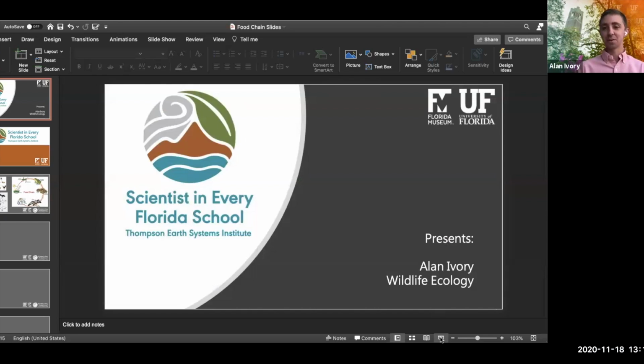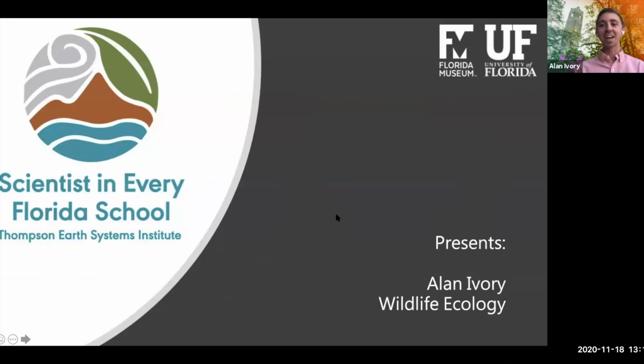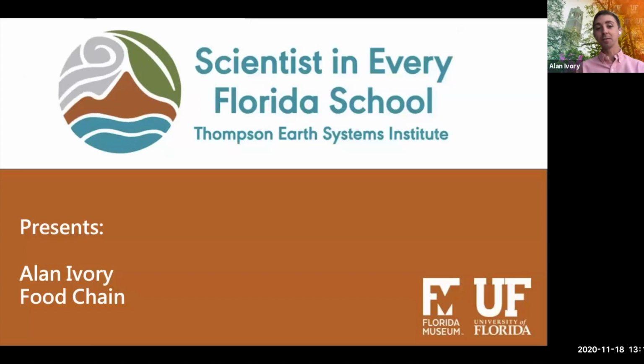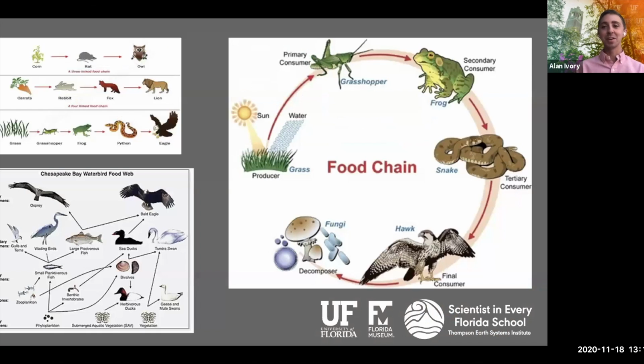All right, so per usual, my name's Alan Ivory. I'm an ecologist. So my entire study is how plants and animals and the world around you all interact, which is perfect for food chains. So let me go and show a few different food chains and how it all works.